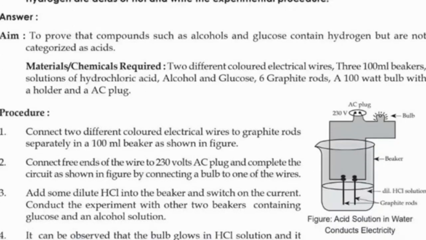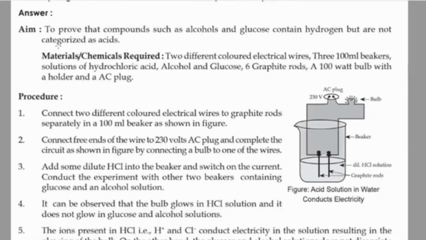List out the materials for the experiment of investigating whether all compounds containing hydrogen are acids or not, and write the experimental procedure. One experiment question is compulsory. Go through the answer.